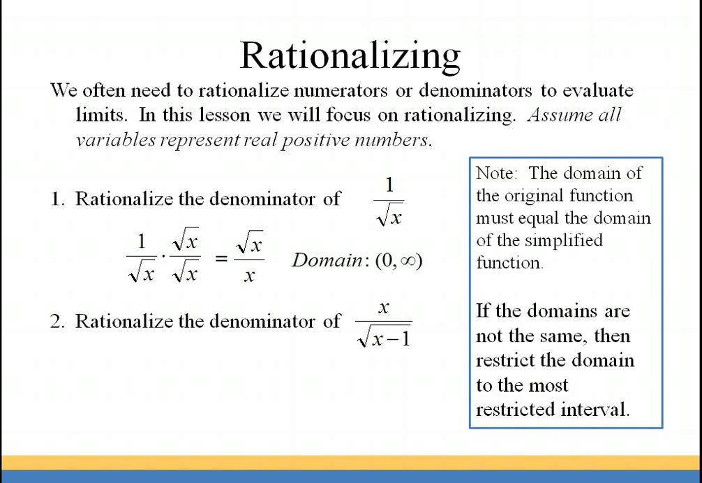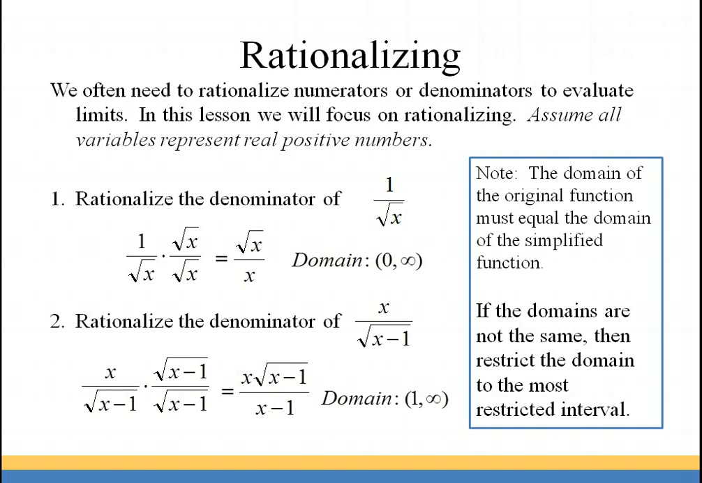For our second problem, we have x over the square root of x minus 1. We're going to rationalize the denominator again, and this time we're going to multiply by the square root of x minus 1 over itself. Then we'll multiply straight across. So we get x times the square root of x minus 1 all over x minus 1.